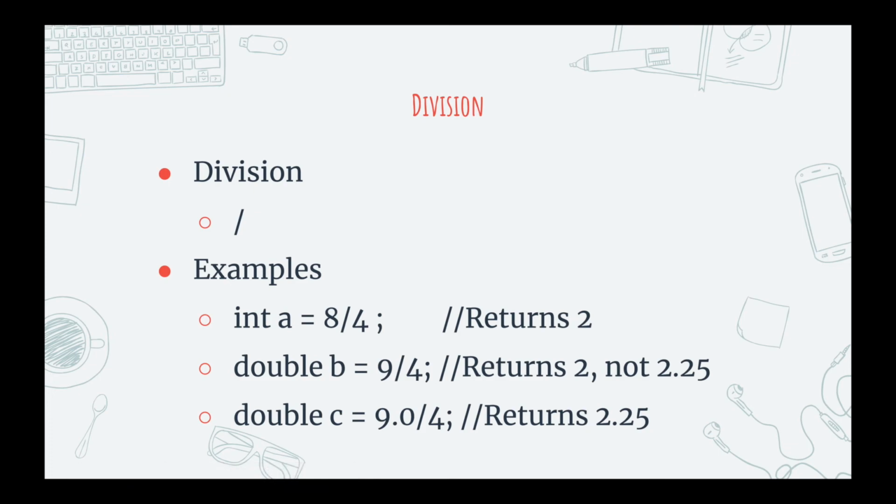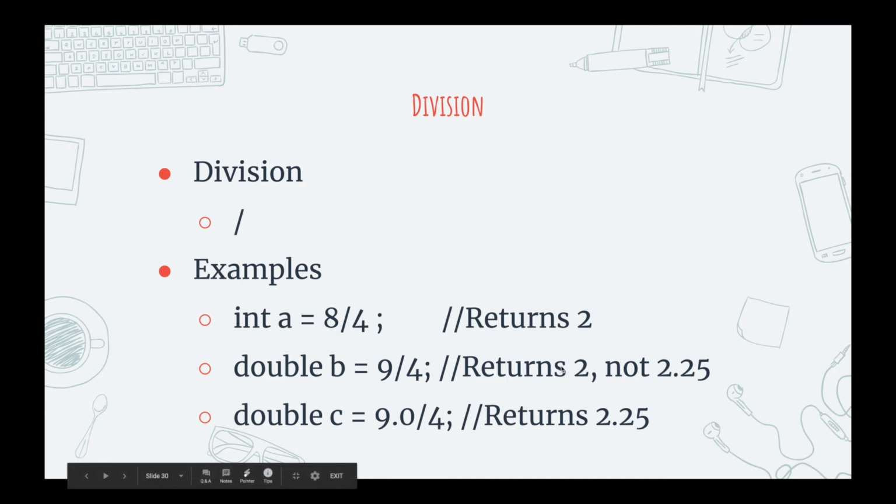Now, division is a little bit weird, so bear with me. The division operator allows us to divide two numbers together, and we utilize the slash in order to pursue that. Examples: integer a is equal to 8 divided by 4. 8 divided by 4 should return 2. So double b is equal to 9 divided by 4. We know from our math class that 9 divided by 4 is probably going to give us some decimal number, because 4 fits into 9 two times and there's still a remainder. So technically speaking, it should be more than 2.